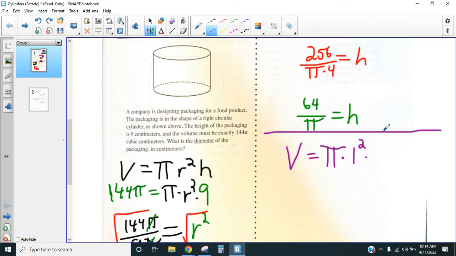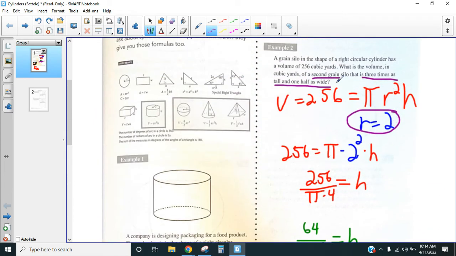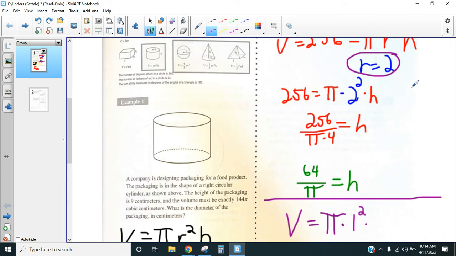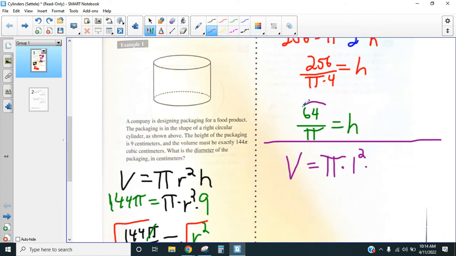What did they say about what the height has to be? 3 times. So the height is 3 times as tall. So it's going to be 3 times this. Now, how do you do that? What's 3 times 64? 192. All right, so this will be 192 over pi.